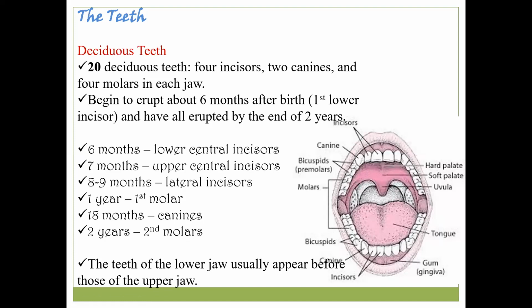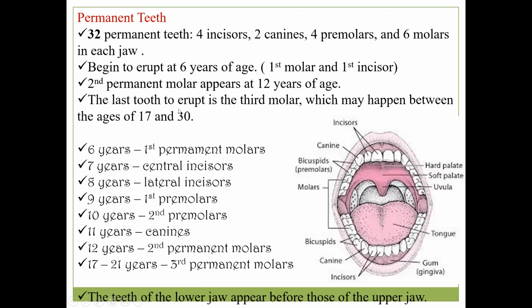Those are exceptions. So, as a rule, in deciduous teeth, the teeth of the lower jaw will usually appear before those of the upper jaw. In permanent teeth, you will have 32 permanent teeth, 4 incisors, 2 canines, 4 premolars, and 6 molars in each jaw. So these permanent teeth will begin to erupt at 6 years of age.